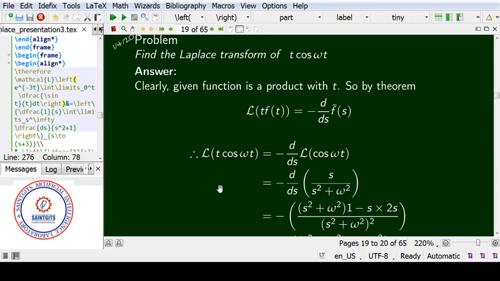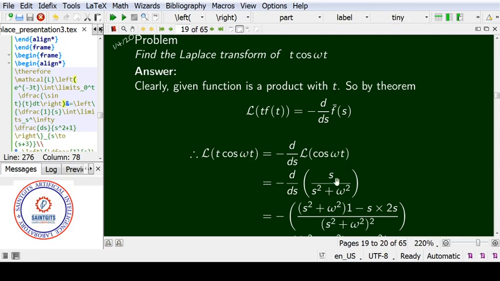Now we will understand like this. It is a product with t, so t raised to 1. So minus d by ds is there. When we put minus d by ds on the right side, the t is eliminated from the scene. The remaining portion is L of cos omega t. Write that here. Now calculate this.